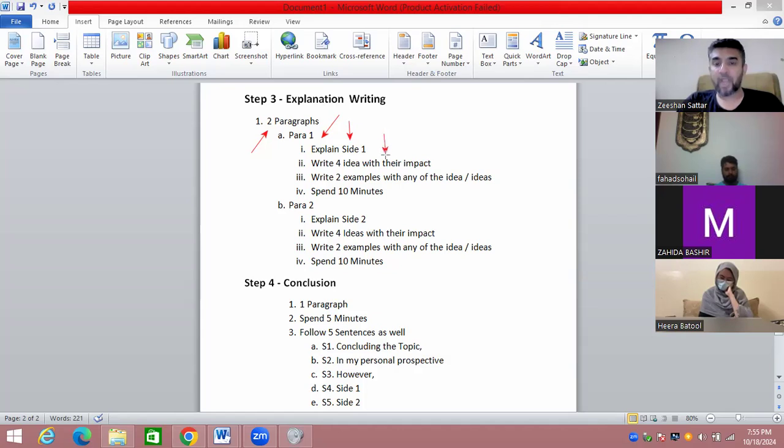We will take up 4 ideas with their impacts along with 2 examples, and we'll spend 10 minutes. Paragraph number 2 will contain the second side, 4 ideas, 4 impacts, 2 examples, 10 minutes. Then we will enter into step number 4, conclusion. 1 paragraph, 5 minutes, 5 sentences, concluding the topic in my personal perspective. However, side one's biggest advantage, side two's biggest disadvantage, side one's biggest problem, side two's biggest solution. We will keep writing things here, and it will be the conclusion.